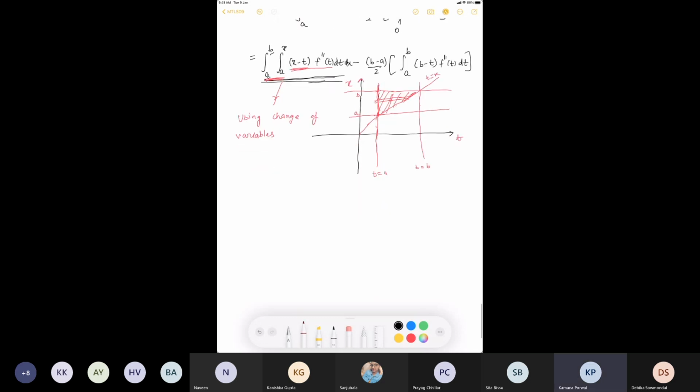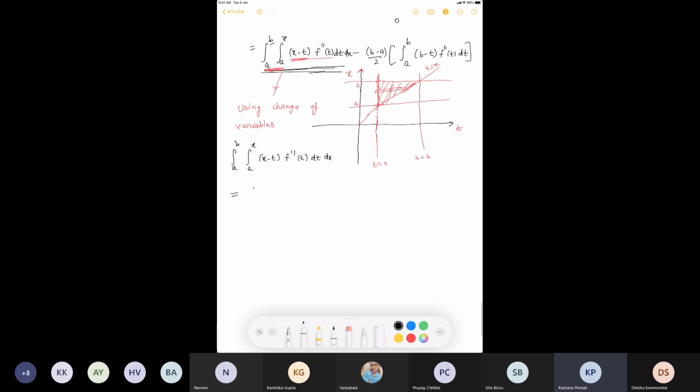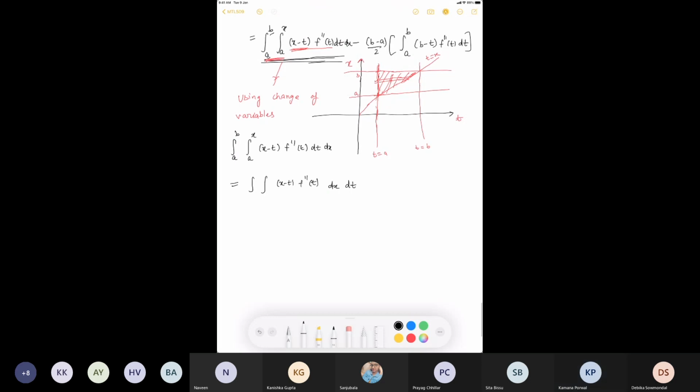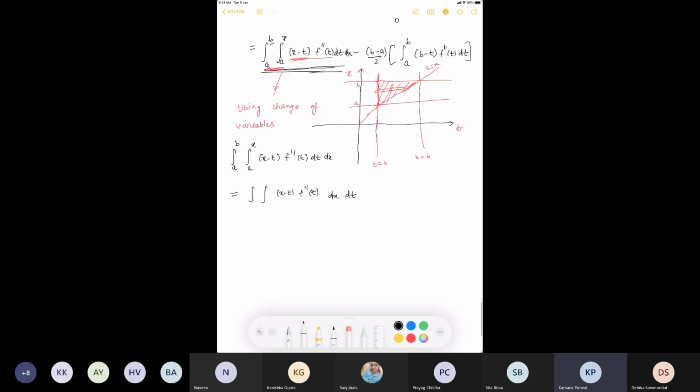So which will lead us that this integral, let's just focus on this integral first, integral a to b, a to x, x minus t, f double prime t, dt dx. If I do the change of variable, that is, first I want to integrate with respect to x, and then I want to integrate with respect to t, the function remains the same. What will change? The limits, right? So what are the limits of the x? Can you tell me?